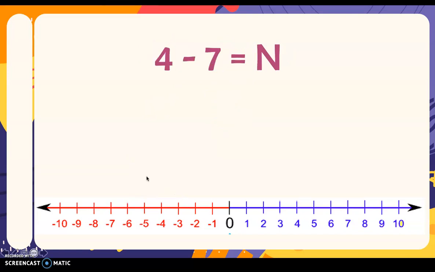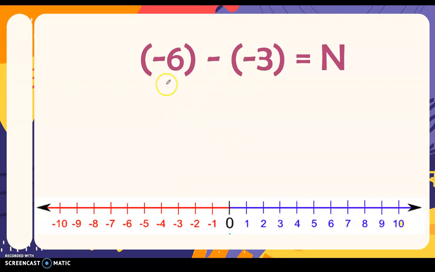Let's have another one. We have 4 minus 7 is equal to n. So let's locate 4 on the number line. 4 is positive, so put the point here. Then when you subtract 7, which is also positive, so if you are going to take away a positive number, you move or jump to the left, and then it's 7 times. So we have 1, 2, 3, 4, 5, 6, 7. So our answer is negative 3. So 4 minus 7 is negative 3.